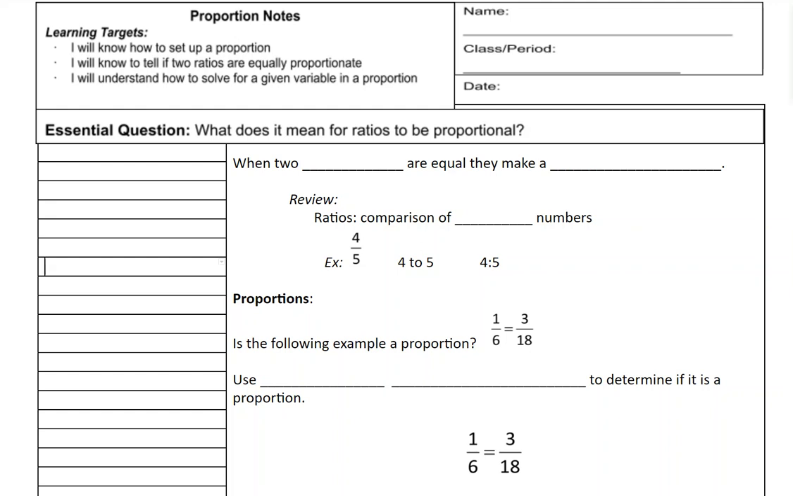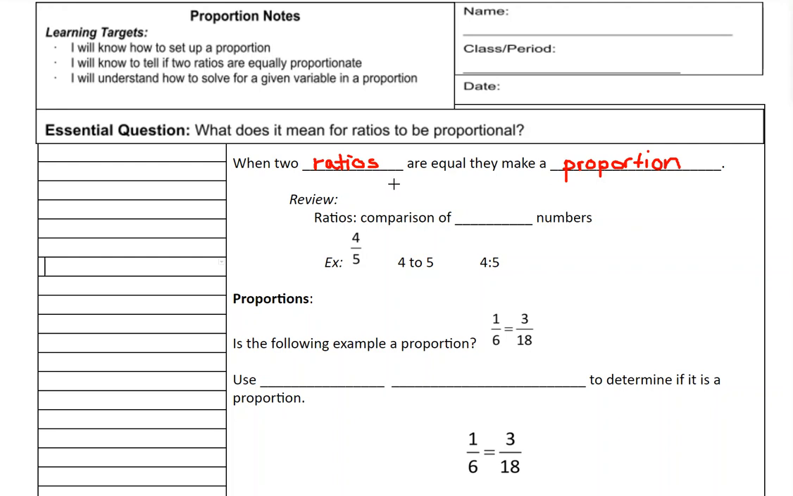Today we're going to continue talking about ratios and another way of comparing values, which are proportions. We've talked about creating equivalent ratios and ratio tables. When two ratios are equal to each other, they form a proportion. Okay, so when two ratios are equal, they make a proportion.